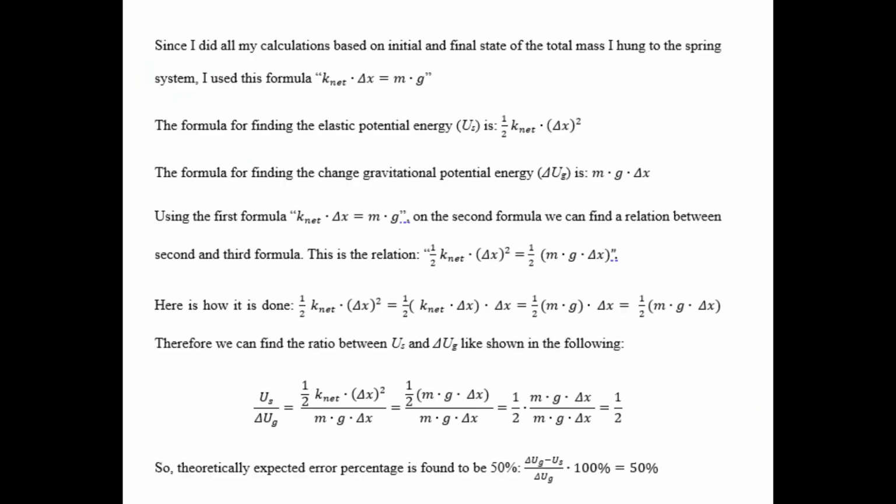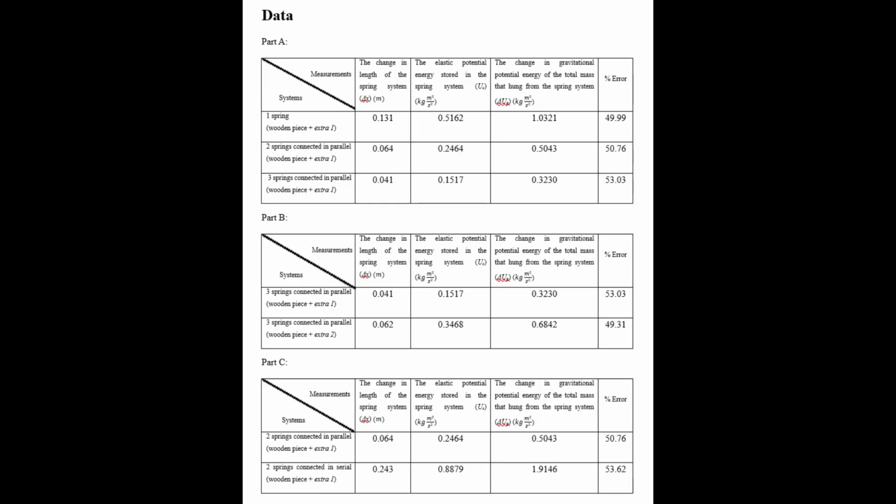Here is the proof. The proof shows that, in ideal circumstances, the ratio of elastic potential energy and changing gravitational potential energy is 1 to 2. The reason for my error rates to not come up exactly 50% is that I performed this experiment in non-ideal conditions, and the springs that I use might slightly differ from each other.